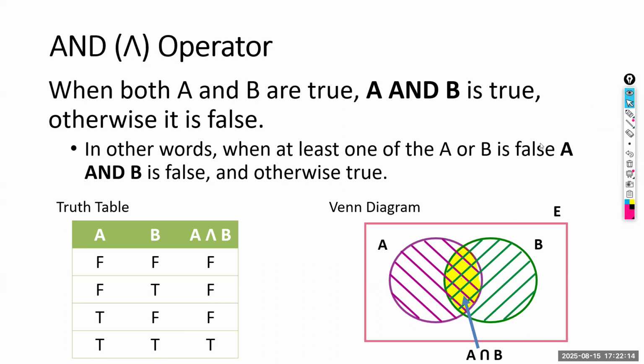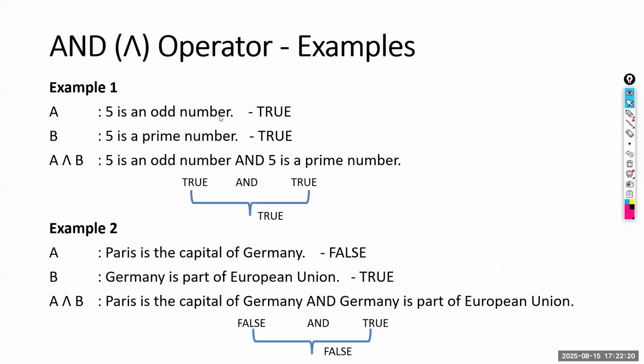Now we have discussed two operators, NOT and AND. Now these are some examples. Remember, if both statements are true, only then is the result true. 5 is an odd number, true. 5 is a prime number, true. So therefore this big statement is true. Here, Paris is the capital of Germany, false. Germany is part of the European Union, true. So this big statement is false because we have used AND.